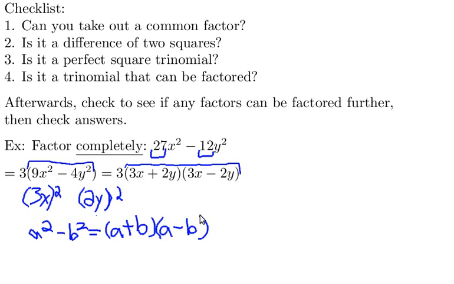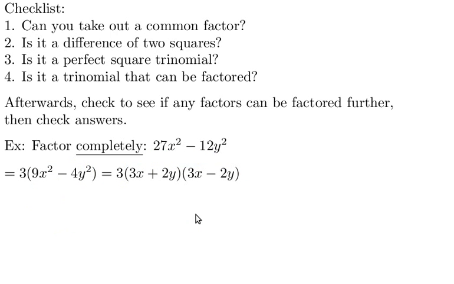Okay, so now we take a look at each individual factor. Can we factor 3 any further? No, it's a number, so you can't factor a number any further. Here's the next factor. Can we factor 3x plus 2y any further? No, 3x plus 2y is as factored as it gets. Can we factor 3x minus 2y further? No, that's as factored out as it gets.